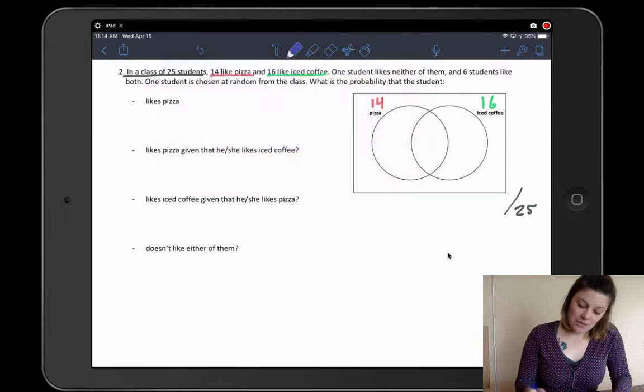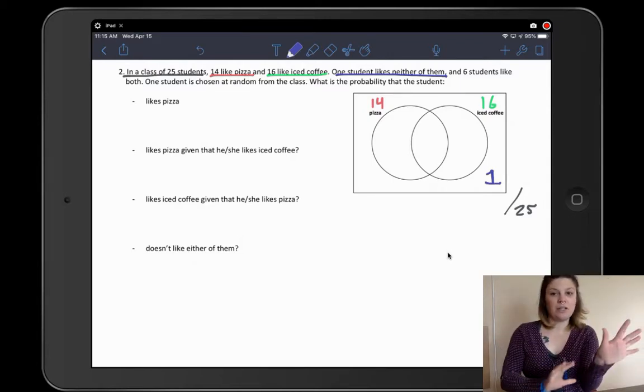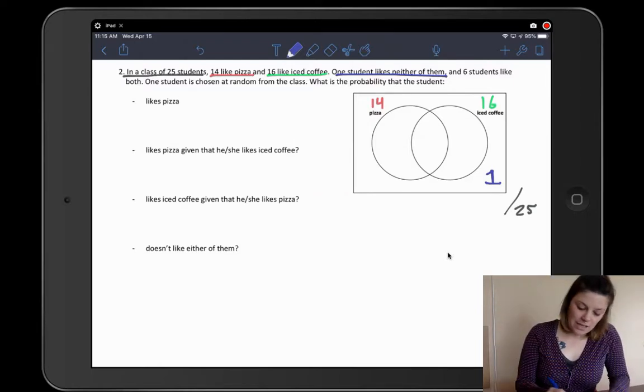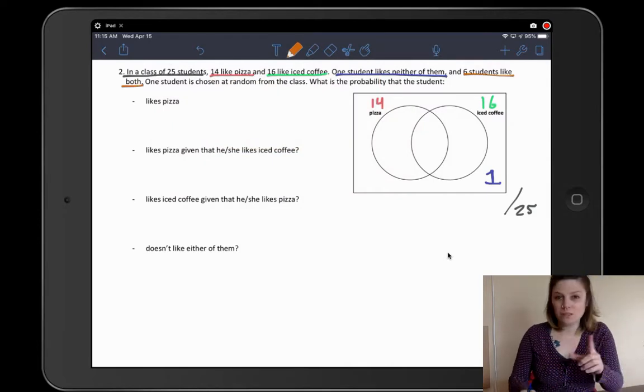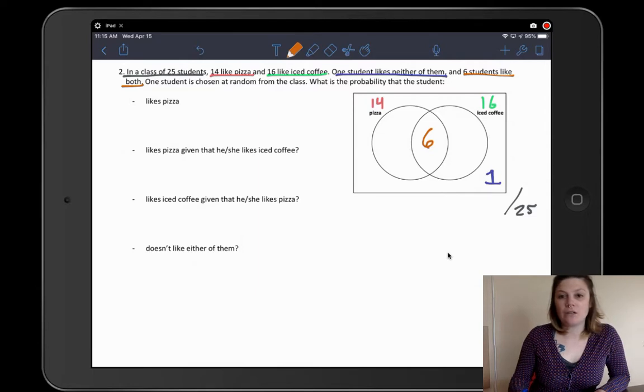Okay, so now it says one student likes neither of them. So that's this hater out in the corner. They are in neither pizza, neither iced coffee, outside. And then the last piece of information that we're given is 6 students like both. Here's what we've been waiting for. So 6 goes in the middle because that's the overlap.